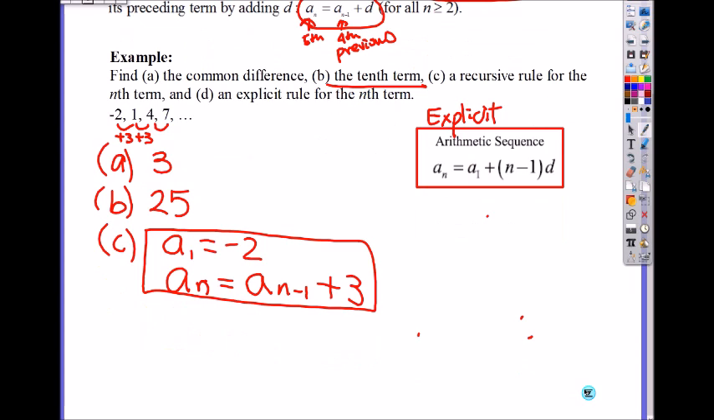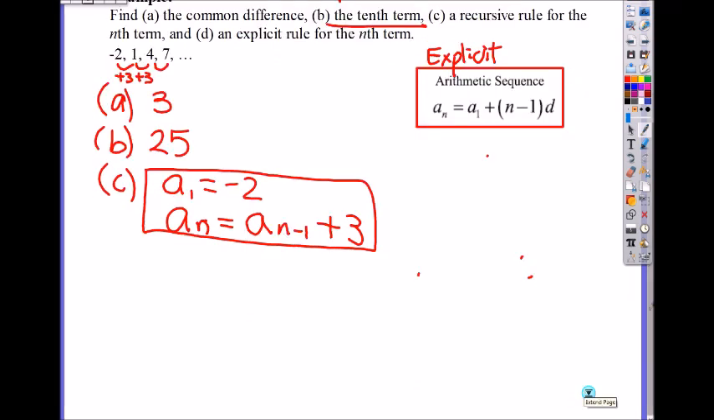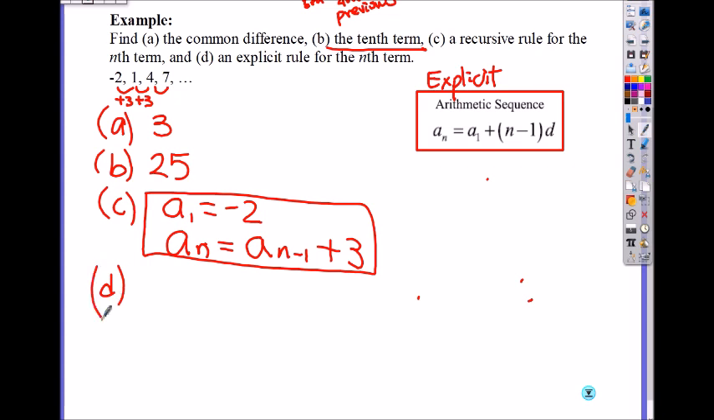What about D? D is the explicit rule. So what do you do for the explicit rule? Arithmetic has a common difference, which could be explained as a rate of change. So it's a linear function, a straight line. You can use y equals mx plus b, or this right here. This will be given to you on the formula sheet. So a sub n equals a1, the first term, which is negative 2, plus n minus 1 times d, the common difference, which is 3.